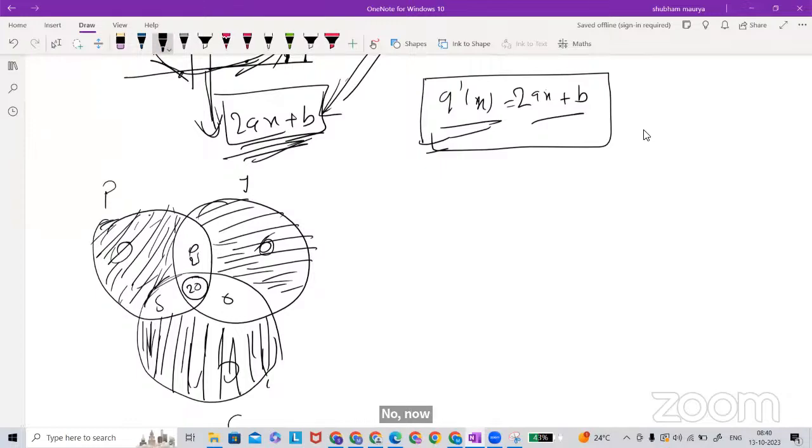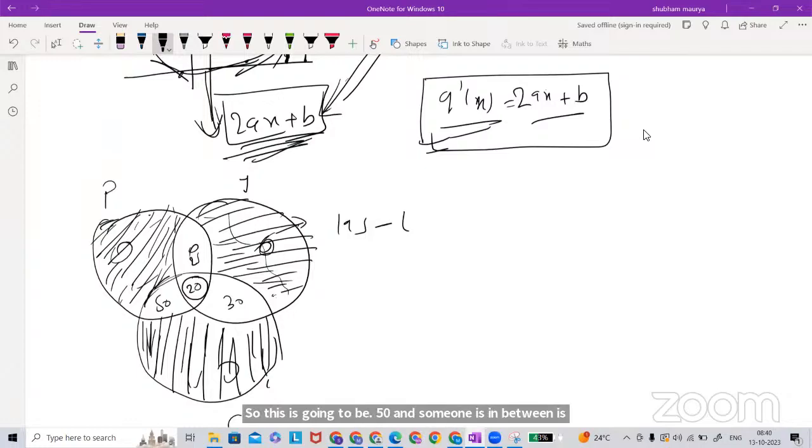Someone is 45, so this is going to be 25. Someone is 70, so this is going to be 50, and someone in between is 45 again, or 50, then it is 30, and then the whole is given as 195. So add them all, then add these three and subtract from it, and you will get this one. From the figure you just need to substitute. What remains now?